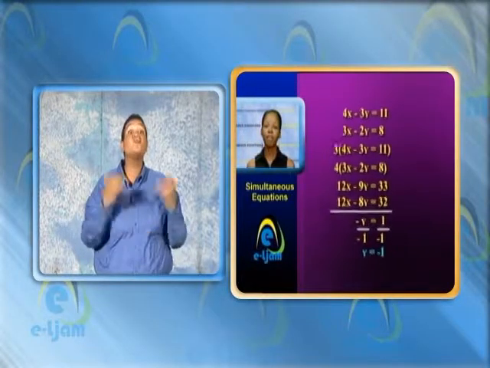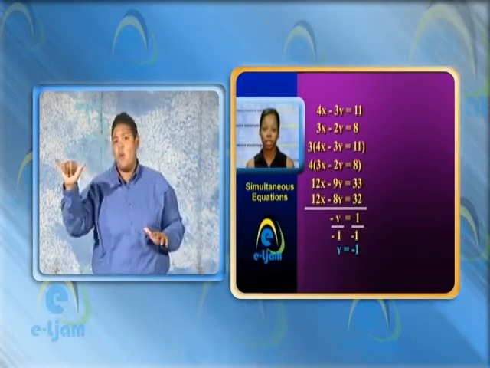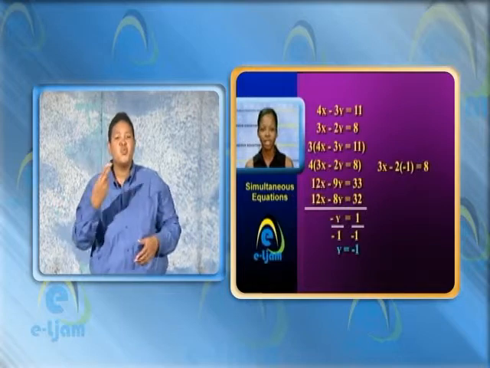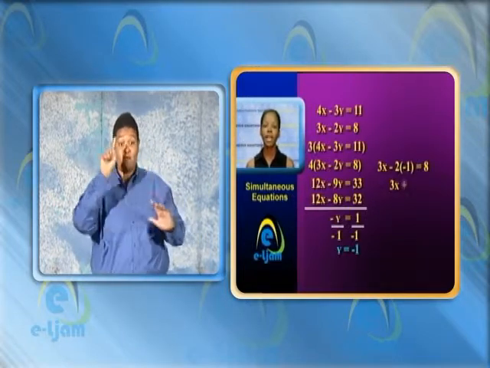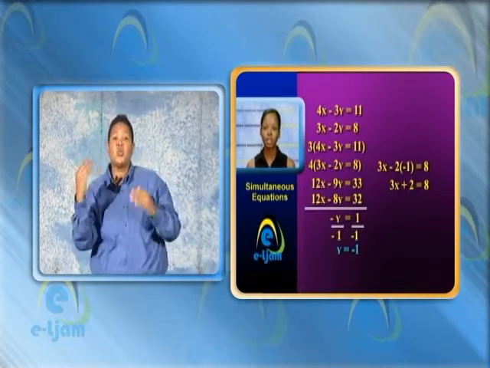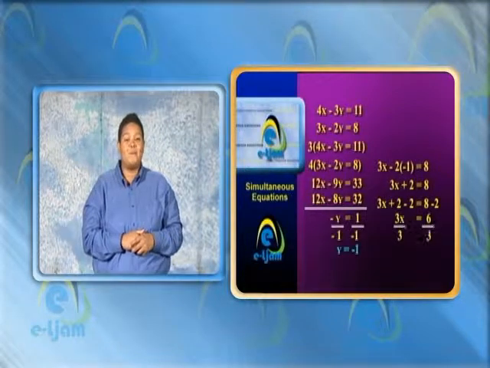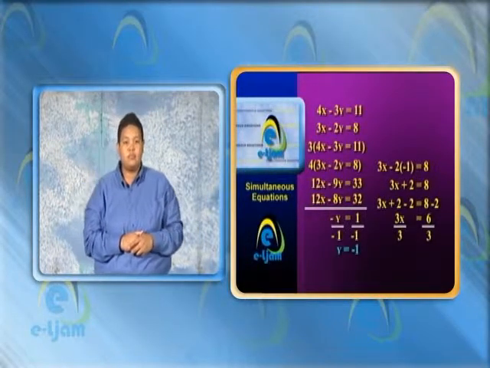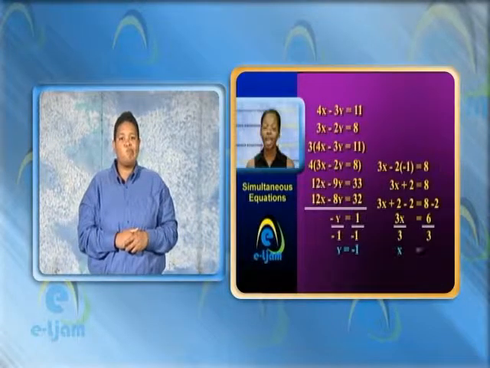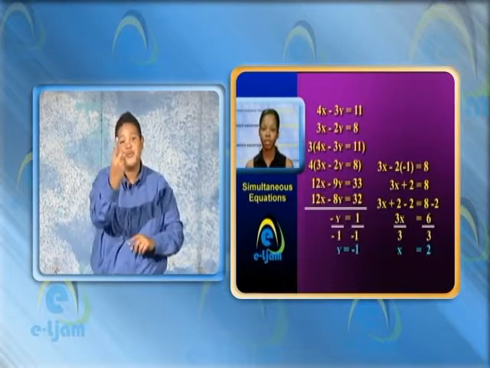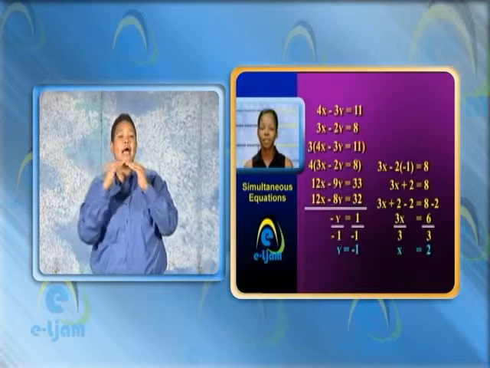Now that we have a value for y, we substitute -1 for y in an equation. Let's use equation 2 this time. When we substitute -1, we get 3x plus 2 equals 8. And therefore, x equals 2. So the solutions are x equals 2 and y equals -1.